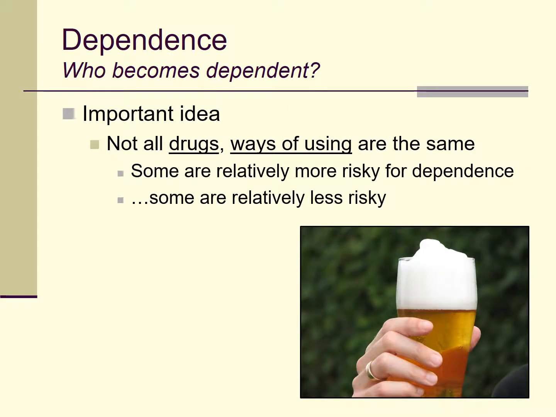I got a little bit ahead of myself a few slides back, but the important idea is that not all drugs and not all ways of using drugs are the same. Some are relatively more risky in terms of inspiring dependence, some are relatively less risky. If you use a drug that has a strong pattern of positive and negative reinforcement, if you use a drug in a way that involves swift activation of those positive feelings and swift removal of those negative feelings, if you use a drug in a way that's merely repetitious, all of those things can stack the deck or increase the odds of you becoming addicted or dependent on the drug, as compared to using a different drug or using a drug in a more measured way.